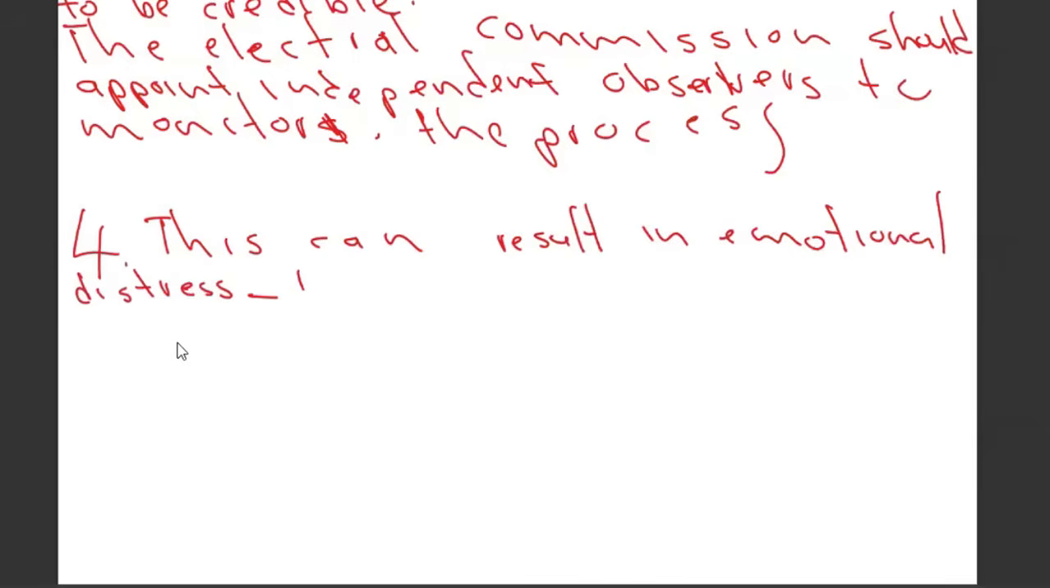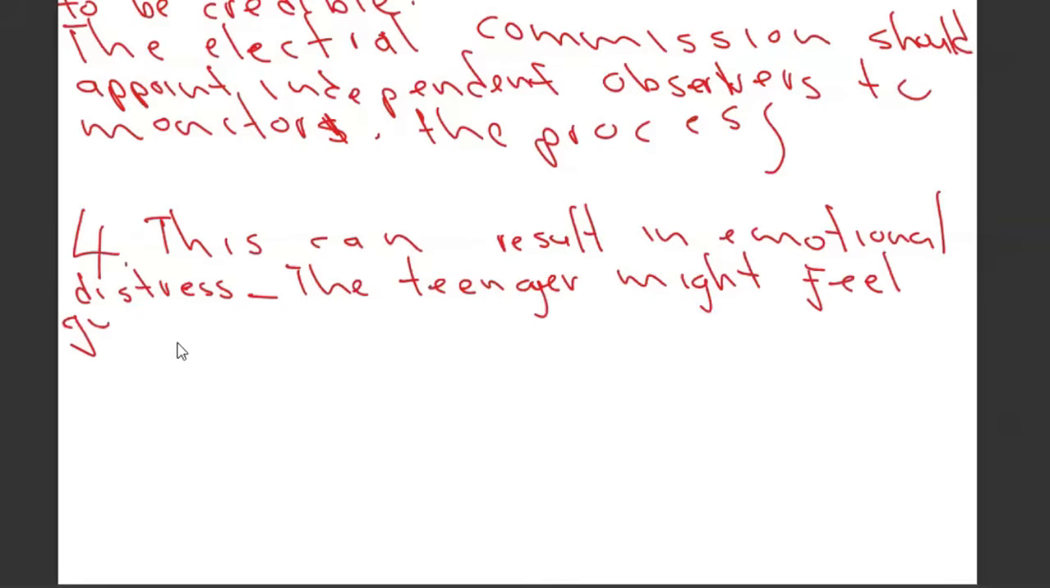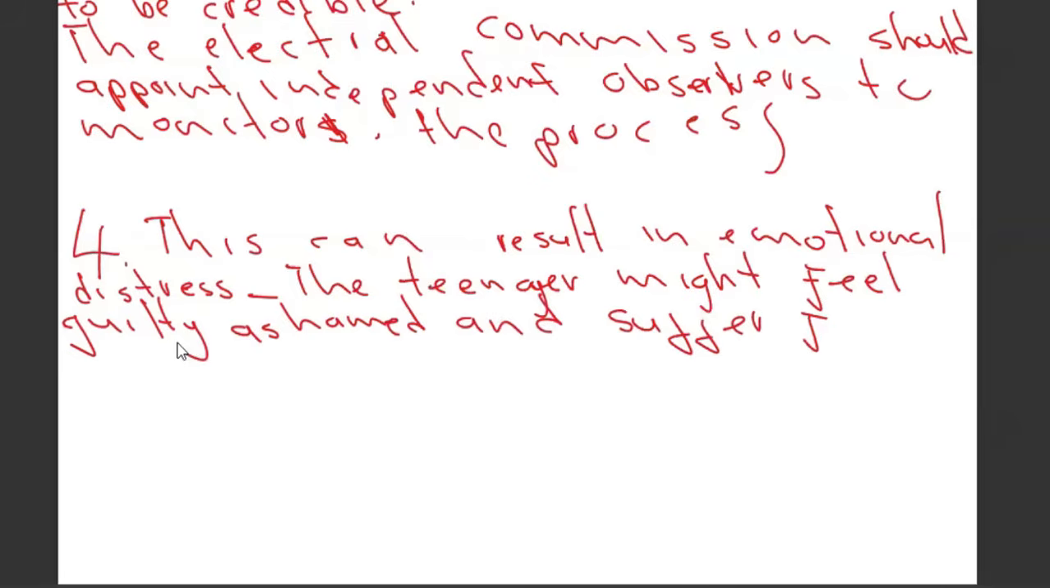The teenager might feel guilty, ashamed, and suffer from anxiety. So that is the first thing. So they might feel guilty and they might suffer from anxiety.